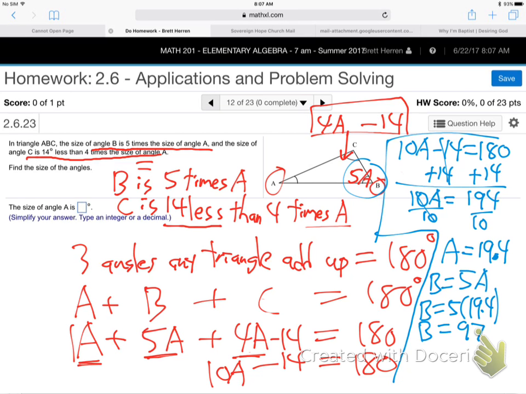So I solved for A, 19.4, plugged it into B, got 97. Now we got to get C. How am I going to get C? C equals 4A minus 14, huh? C is 4A minus 14. So plug in A. What is A? A is still 19.4.